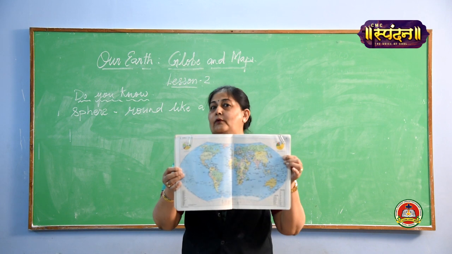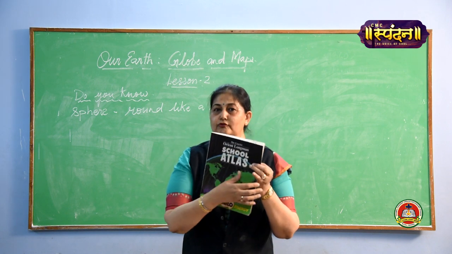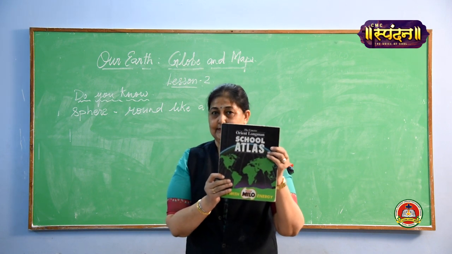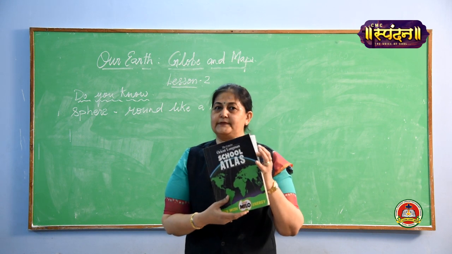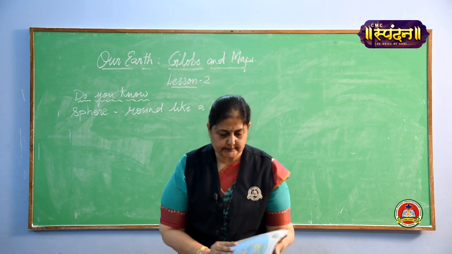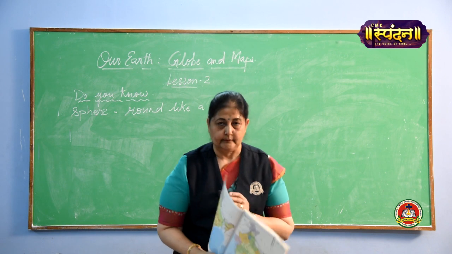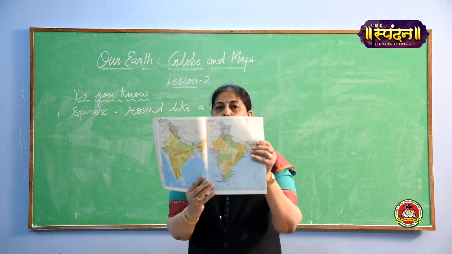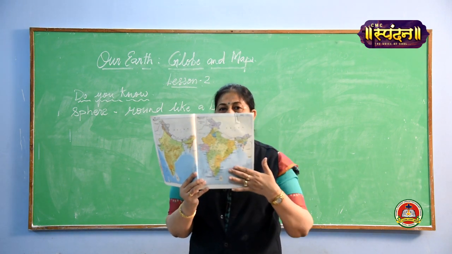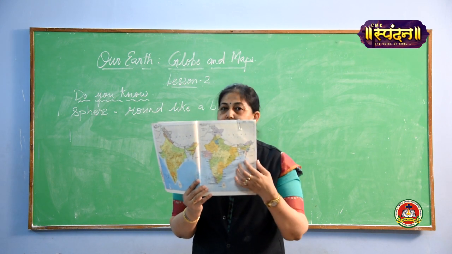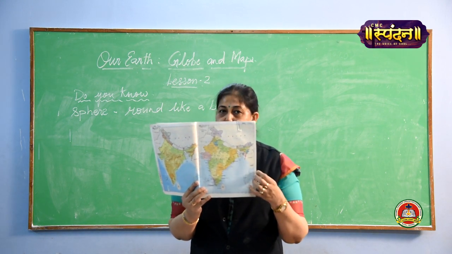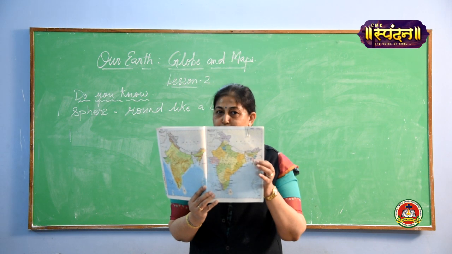Now, this is a book of maps called the Atlas. It has got all maps, and children, here is the map of India. In this map, you can see the states and their capitals. This is the political map of India.